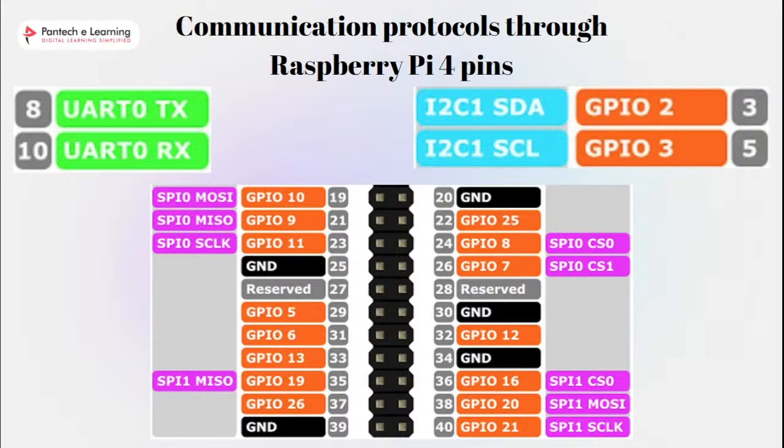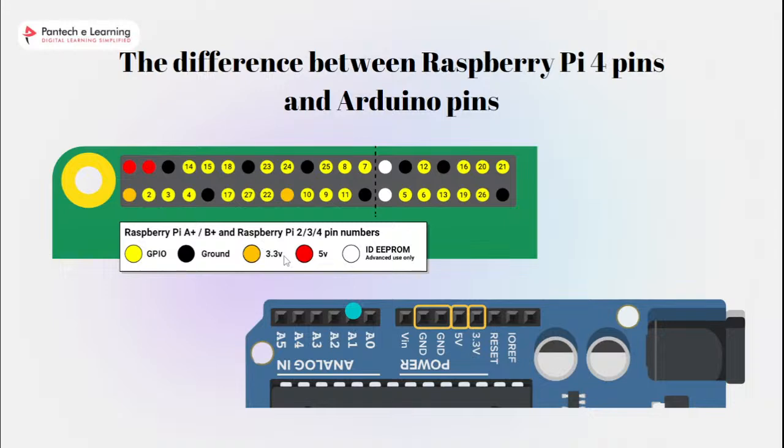Okay, and then chip select pin. You will need one chip select pin per slave on your circuit. By default, you have two chip select pins, CS0 and CS1, which is nothing but GPIO 8 and GPIO 7. You can configure more pins.